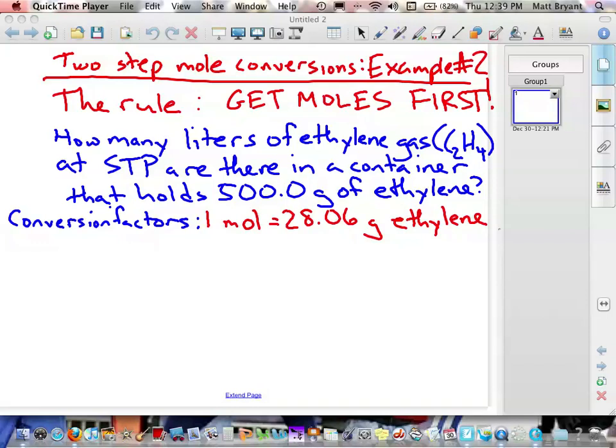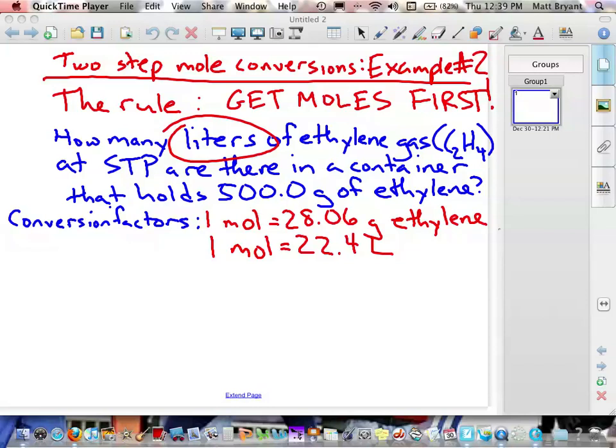Now, the question finally asks us how many liters. So that is the unit we want to end up with. Now, in order to end up with those units, we need to use the concept of the molar volume. And we talked last time about how 1 mole of any gas, doesn't matter how big or small, occupies the same volume as long as you hold it at conditions of standard temperature and pressure. And that volume, as you'll remember, is 22.4 liters. So we can use that as a conversion factor to solve this problem.